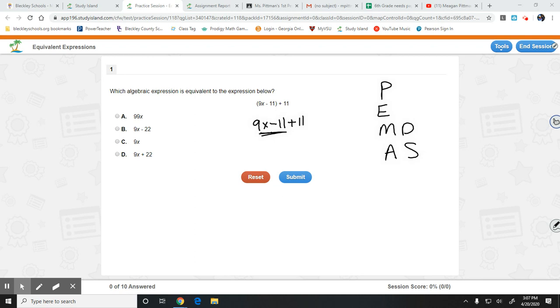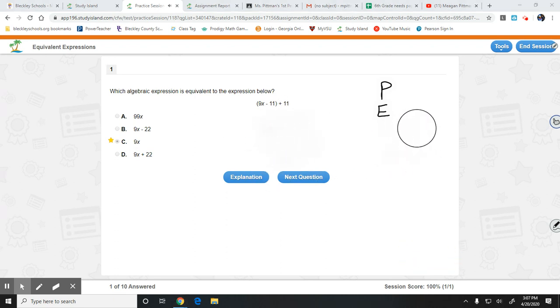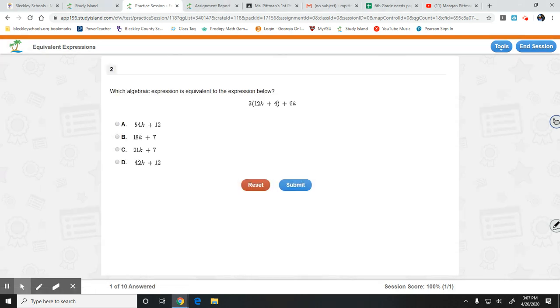So in reality, we're going to use our commutative property and rearrange our numbers, because we don't know how to do negative 11 plus 11, but we do know how to do plus 11 minus 11. 11 minus 11 is going to give us 0. So we have 9x plus 0. Which one of these is going to be equal to that? It's going to be C. Let's see if we got it right. Yay, we got it right. So we had to use the commutative property to rearrange these numbers. Let's look at another example.